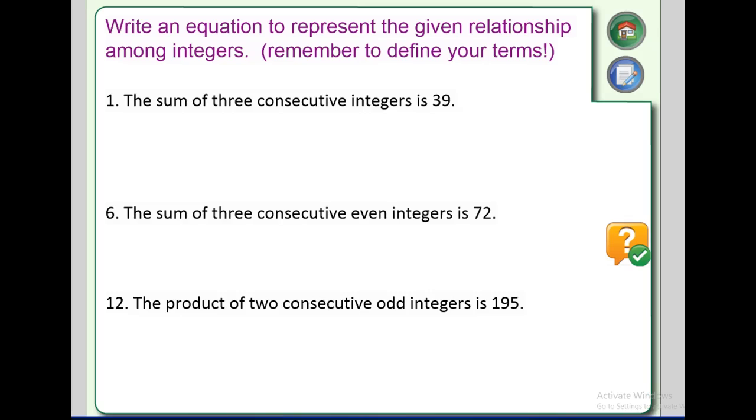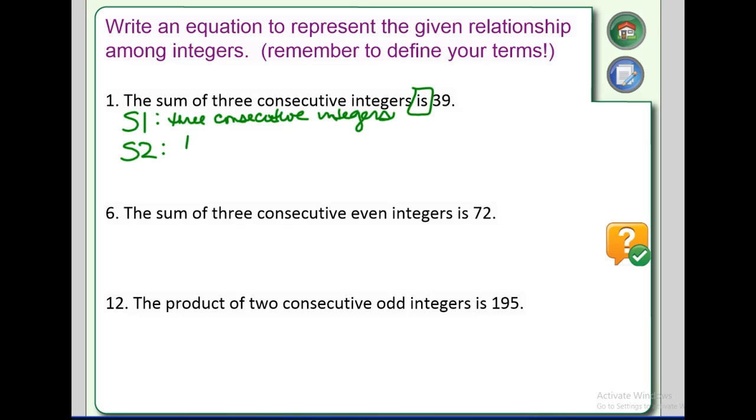So if I'm working on question number 1, step number 1, it says the sum of 3 consecutive integers is 39. Okay, now I'm going to go ahead and box "is" because that's the first thing we do. So what are we looking for? Step number 1, we need 3 consecutive integers. Because I need 3 consecutive integers, guess how many let statements I need? You got it, we need 3 let statements.